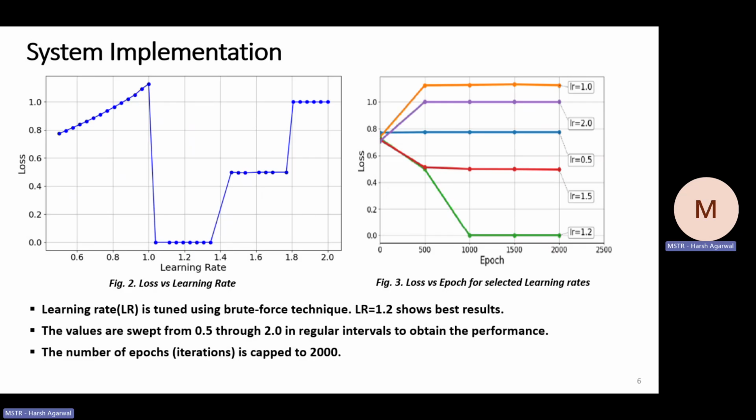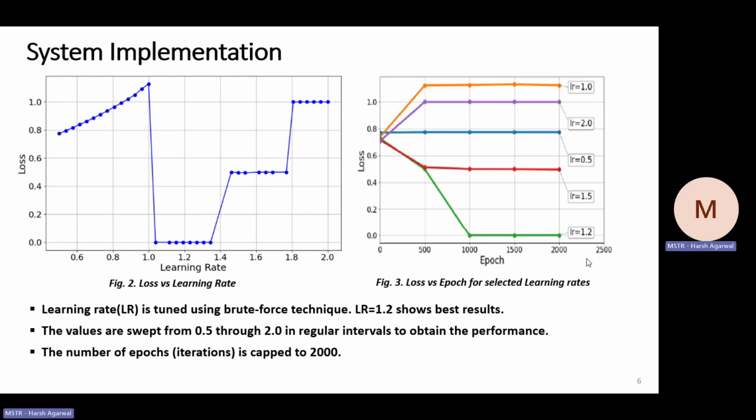Next up, we'll move on to the system or the software implementation. If you look at figure 2, which is the loss versus the learning rate graph, it can be observed that the global minimum, or the least loss for the different learning rates, is observed in the range of around 1.0 to 1.3 or 1.35. This helps us to determine that the optimum learning rate will be in this range.